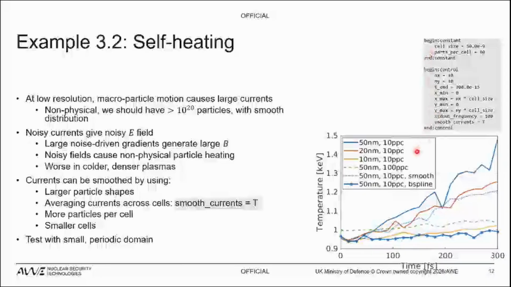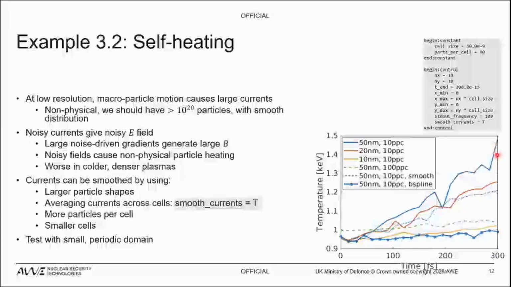So I have a few examples here. If you do a target with, and I think this was for an electron density of 10 to the 28 per cubic meter, and if you do a cell size of 50 nanometers and 10 particles per cell, your temperature increases by 50% over the runtime. This isn't ideal. Is that assuming triangular shapes? This is for triangle shape, this one. The default is triangular shape.